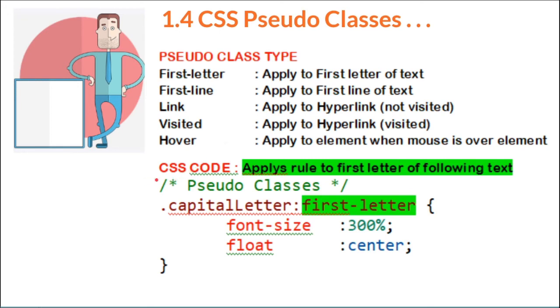Okay, in our CSS code, we've got a rule that applies to the first letter of the following text. For the class called capital letter, we apply the pseudo class first-letter by using the colon separator, and then down below we've got our CSS code that we want to apply to the first letter.